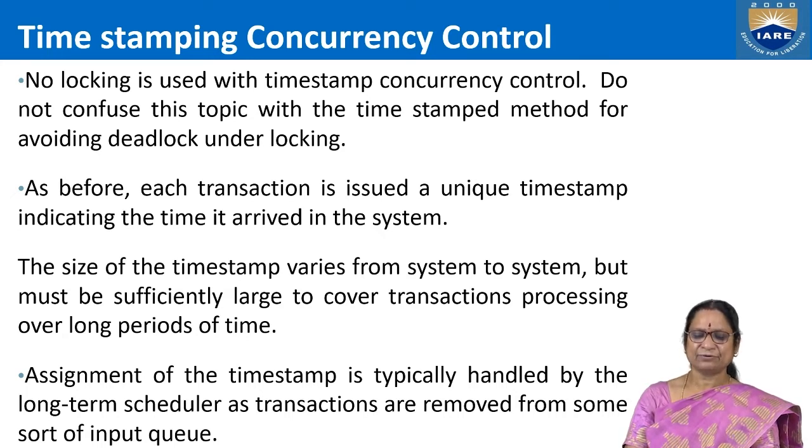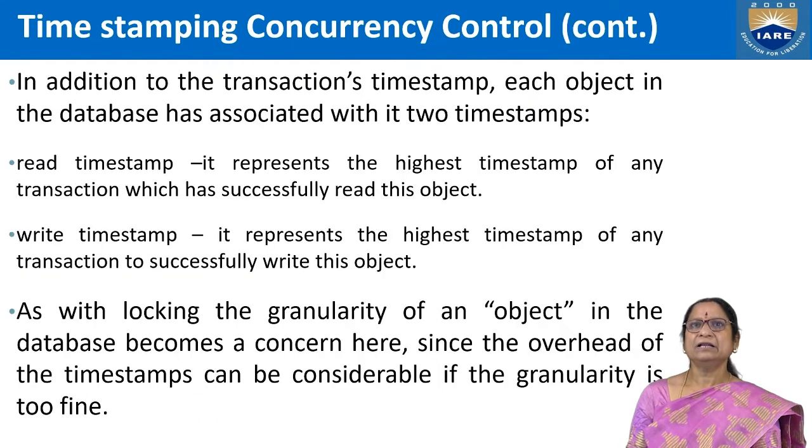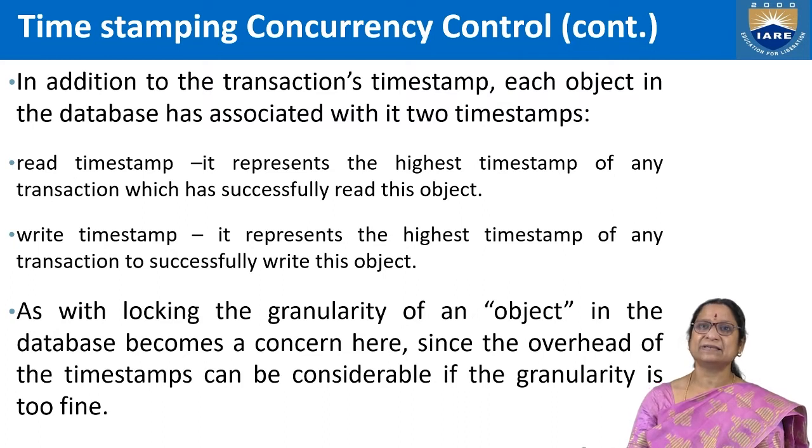How are these timestamps going to be assigned? This is similar to timestamp allocation in the case of a long-term scheduler, as the transactions are removed from some sort of input queue. Whenever a transaction is in the queue, it has no timestamp. When the transaction enters the processing state, then a timestamp is allocated. So if the queue is empty and the transactions in the buffer are completed, then a new initialization of timestamps can be considered.